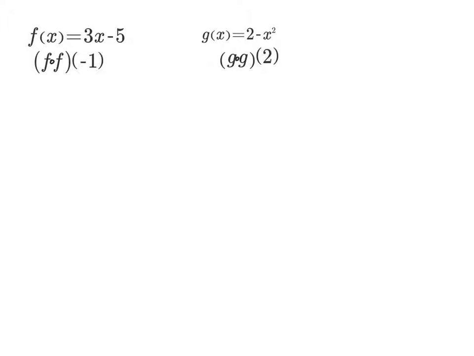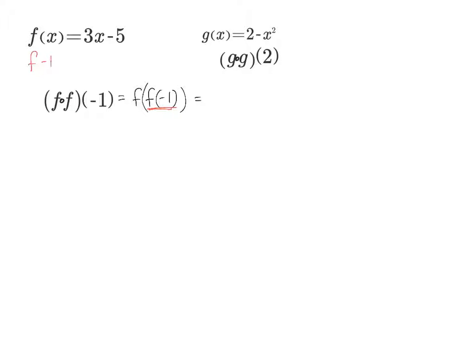f of negative 1. So if f of x is 3x minus 5, I am going to do this part first. Well, we know that this is the same thing as f of negative 1. So first I'm going to find out what f of negative 1 is. Well, f of negative 1 is 3 times negative 1 minus 5. 3 times negative 1 is negative 3, minus 5 is negative 8.